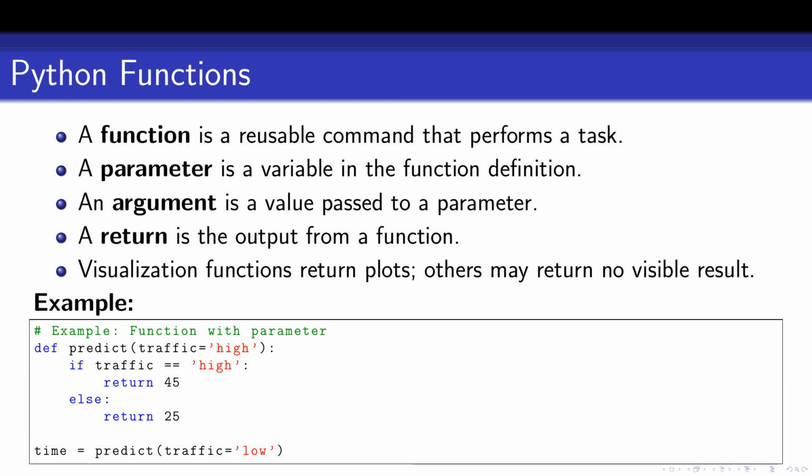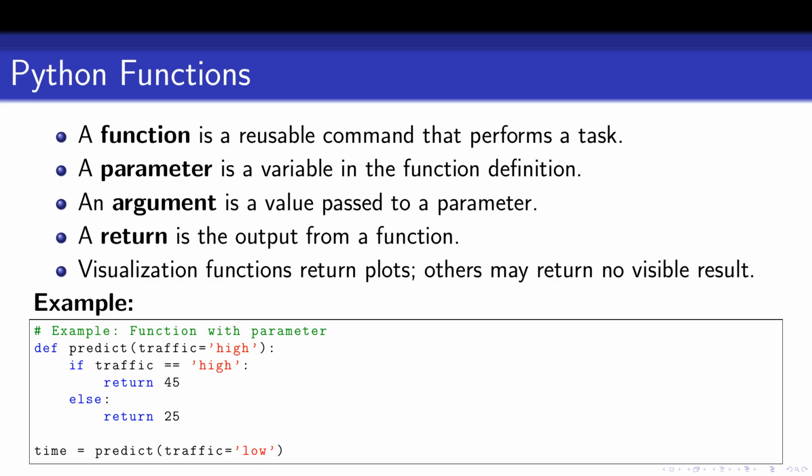Functions in Python allow you to organize code into reusable blocks that perform specific tasks. A function is defined using the def keyword, followed by a name, parameters inside parentheses, and a colon to begin the indented function body. Parameters are variables used inside the function definition, and when the function is called, values passed into it are called arguments. Functions may return results using the return keyword.